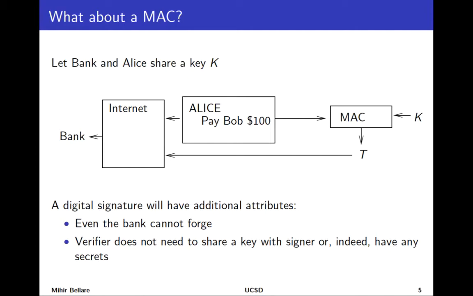So there are many reasons for which people would like that the entities verifying signatures are not able to themselves generate signatures. And that's the asymmetry that a digital signature provides. So the bank will not be able to forge signatures, and indeed the verifier of a signature does not need to share a key with the entity who generated it. And indeed verification doesn't require knowing any secrets.